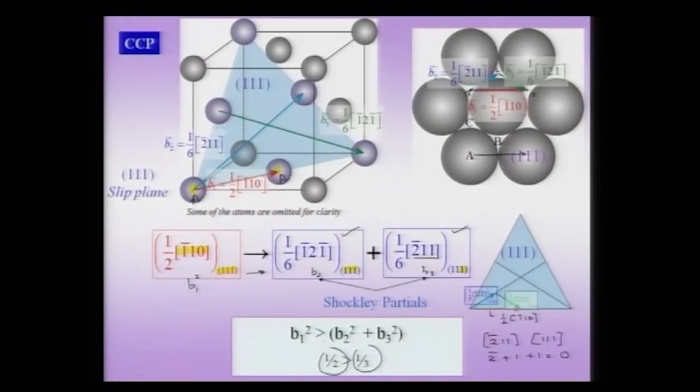And this would tend to split into partials of the type 1/6 [1 2 1], and this would lead to a reduction in energy of the crystal. And these 1/6 [1 2 1] type of vectors actually connect the B to the C position and C to the B position along the 1-1-1 plane. So, this is the physical significance of these two vectors as far as the cubic close pack crystal goes.